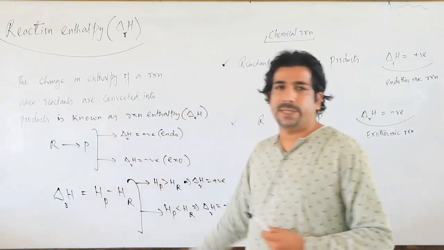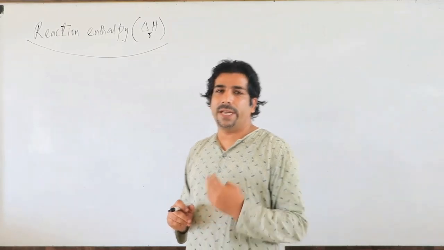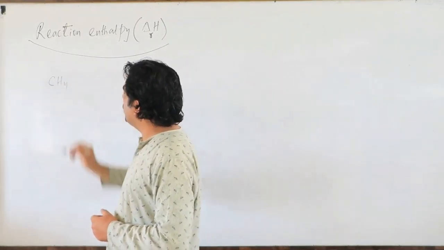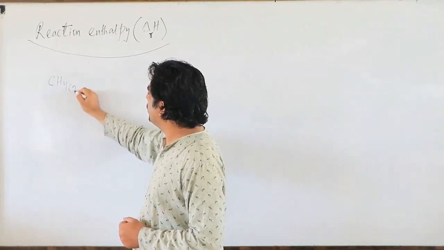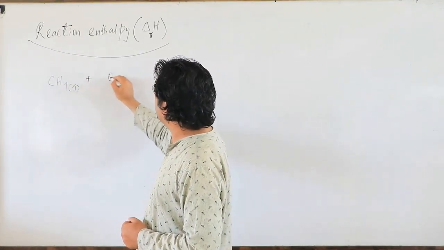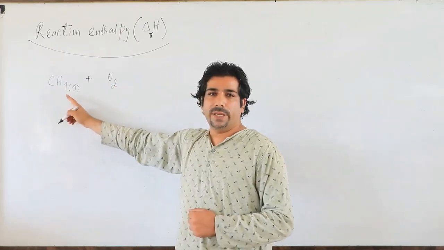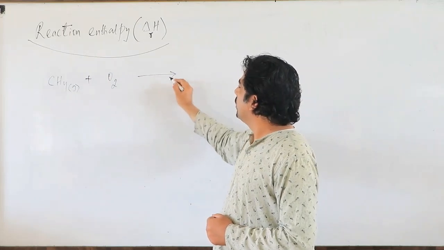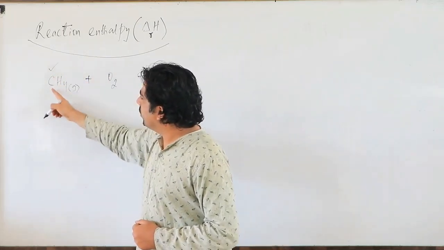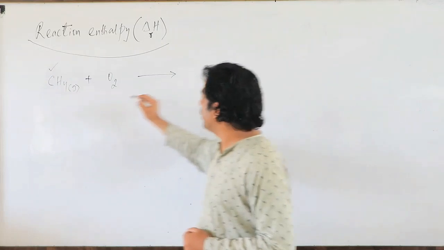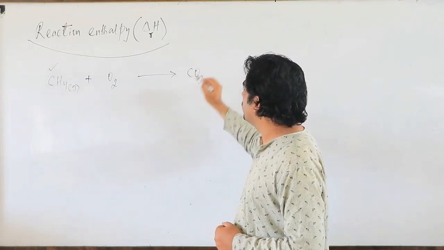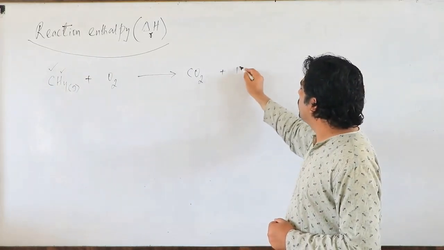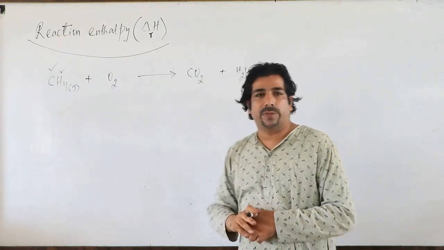Please make note of this. Dear friends, if you have a reaction of this pattern, let us suppose methane in gaseous state is being oxidized. If you burn the methane or oxidize the methane, what happens? The carbon from methane will burn and become carbon dioxide, and hydrogen will burn and give me water. So this is my chemical reaction.